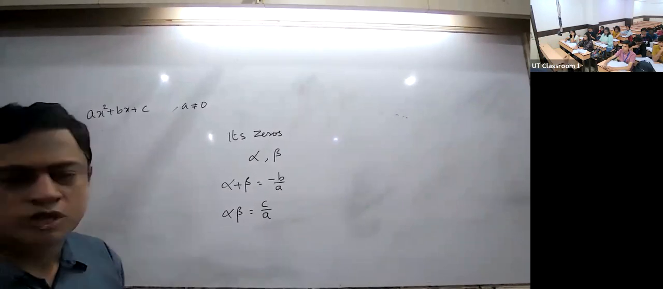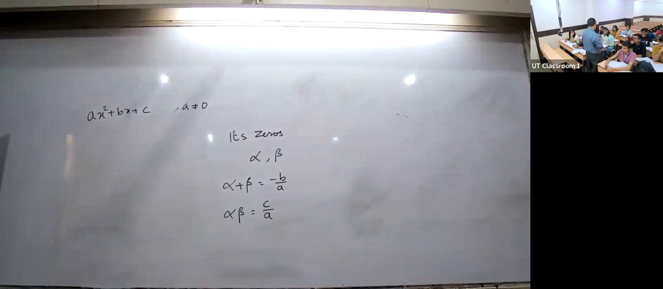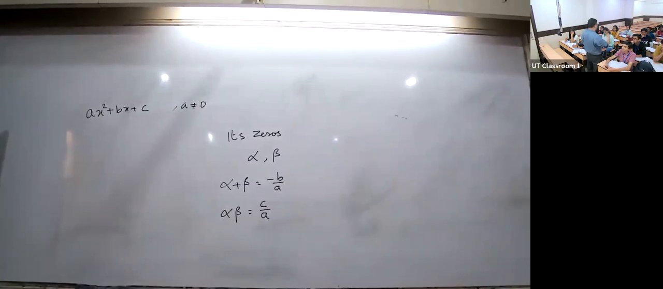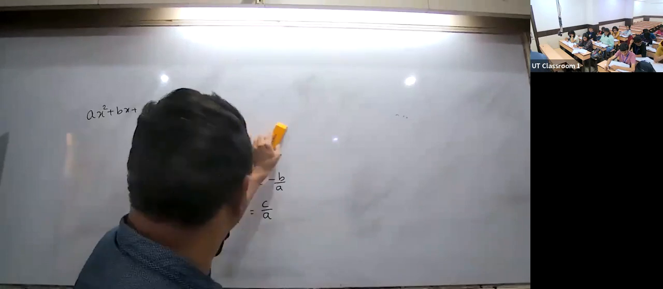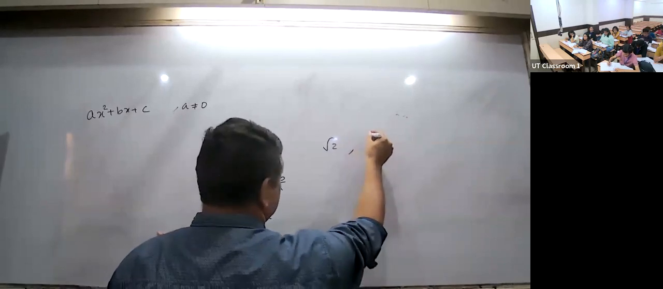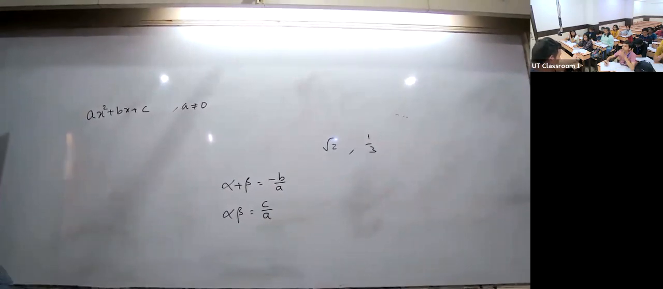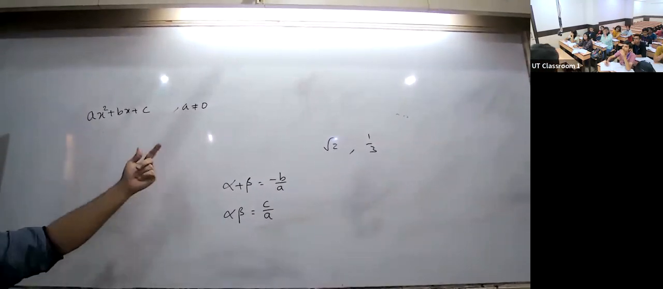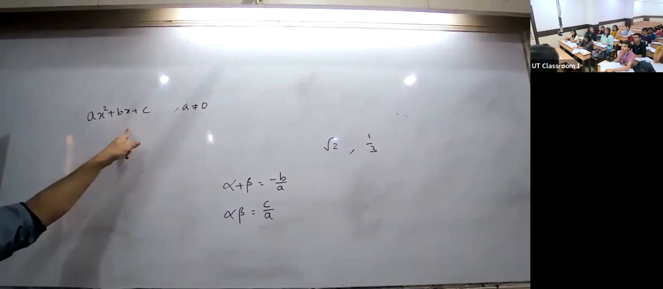So if the quadratic polynomial is ax square plus bx plus c, what is your alpha plus beta? Minus b by a. And what is alpha beta? C by a. Okay, read the second question. Here we have to find the opposite. The first question, the polynomial was given, then find sum and product and verify. Here the sum and product of the zeros are given, so you have to find the quadratic polynomial.